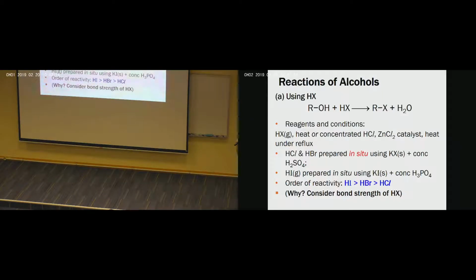or you prepare the HX gas in situ. What is in situ? That means during the reaction, you produce the HX gas, then the HX gas will go and react with the ROH molecule. Why do we not want to use HX gas at the start of the chemical reaction? The reason is very simple. Handling of gases is not so convenient, correct or not?